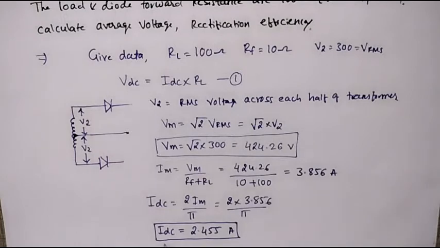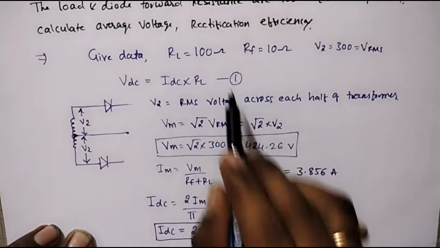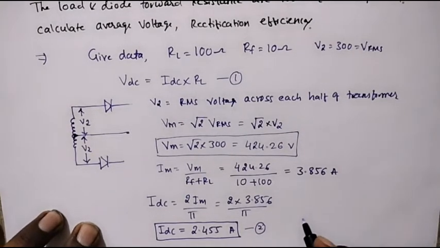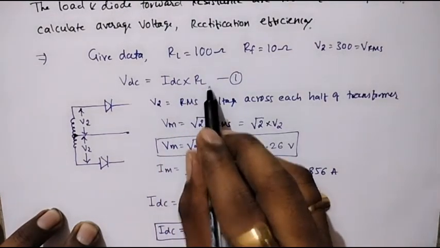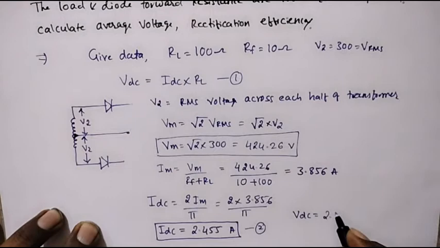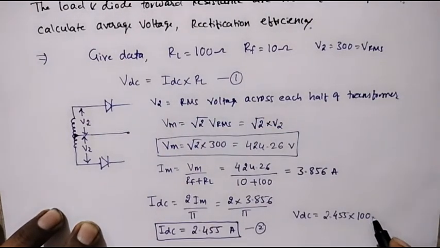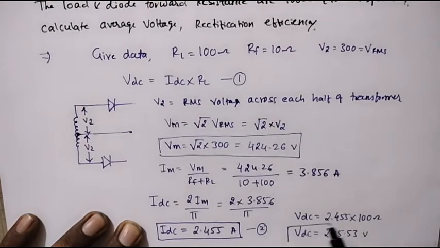Now, we'll call this equation number 2. Substituting the IDC value from equation 2 in equation 1, we can calculate VDC. Therefore VDC is equal to IDC into RL, which is 2.455 into the given RL of 100 ohm. Therefore VDC is 245.53 volts.